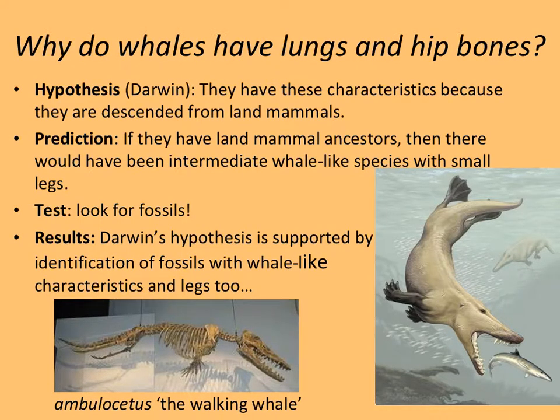Why do whales have lungs and hip bones? Ancestry. They descended from animals that were on dry land, that used lungs, and walked and so had hip bones. So the hypothesis from Darwin, they have these characteristics, whales do, because they are descended from land mammals. In other words, mammals with 4 legs. If they did do that, we could predict if they had land mammal ancestors, then there would have been intermediate whale-like species with small legs.